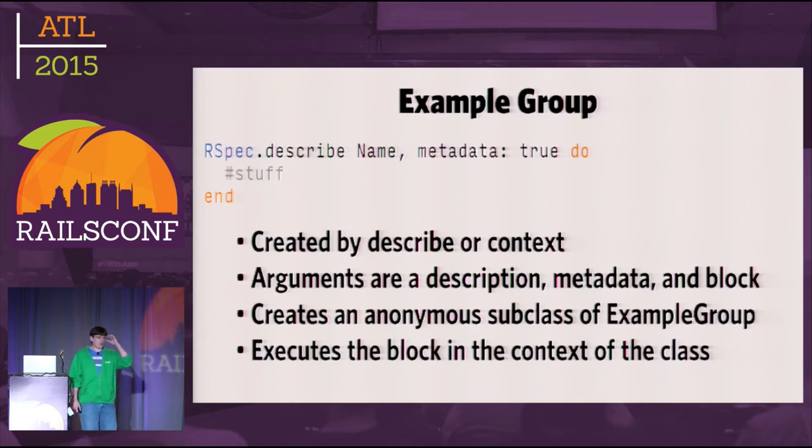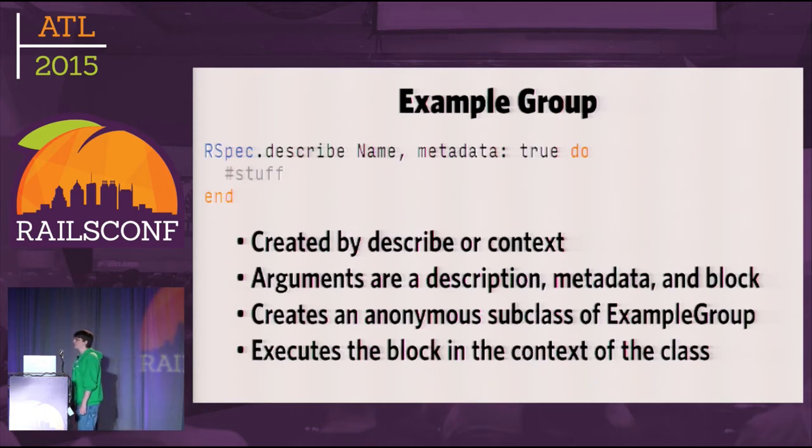The examples to describe are the description, which is typically a string or a constant, and then RSpec's metadata, which is a set of keys or key value pairs, which we're not going to be talking a whole lot about, except that RSpec just sort of holds onto them and can use them in its execution.